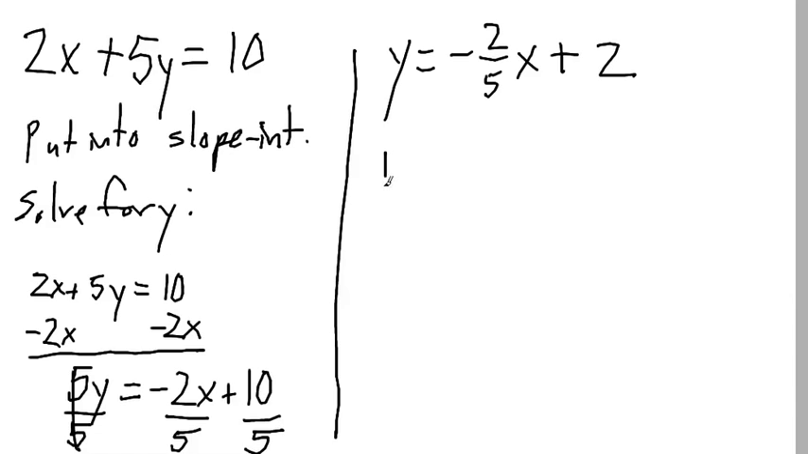So then what is the slope? The slope is just whatever is in front of x, negative 2/5. And what is the y-intercept? It is whatever constant we have over here, which is 2. Great. And from here we can actually go ahead and graph this equation. Let's go ahead and graph that equation.